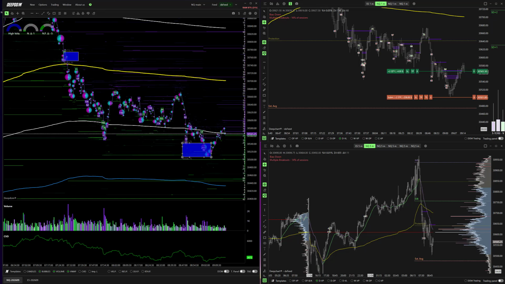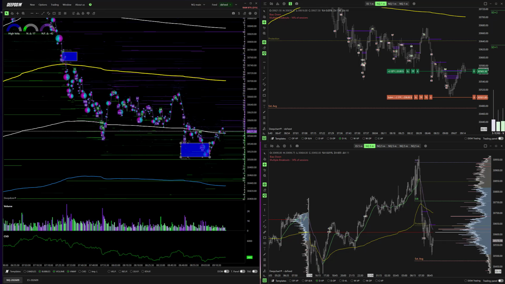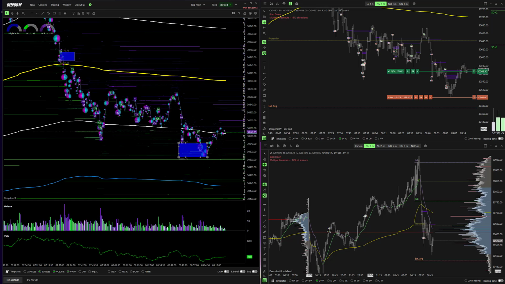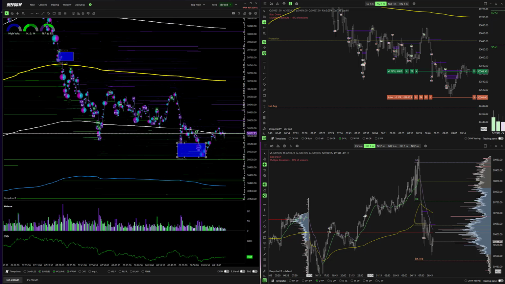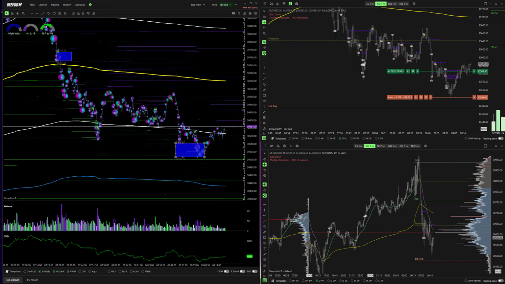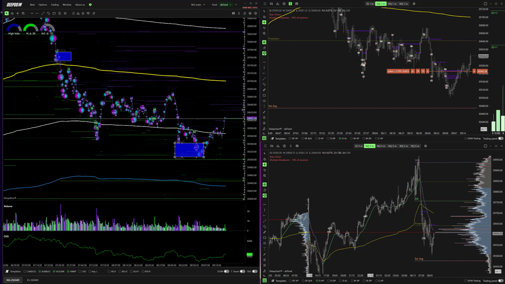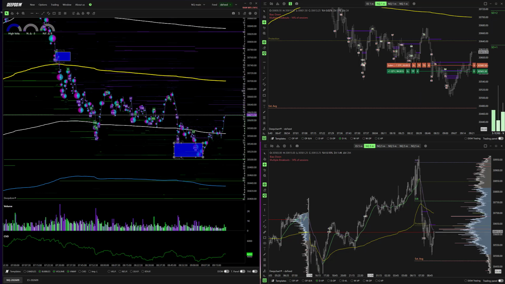I entered long and used the value area low as a reference. I quickly adjusted my stop to break even after the higher low on the 1 minute chart was confirmed. The market rejected the lower price and rotated higher exactly as anticipated.